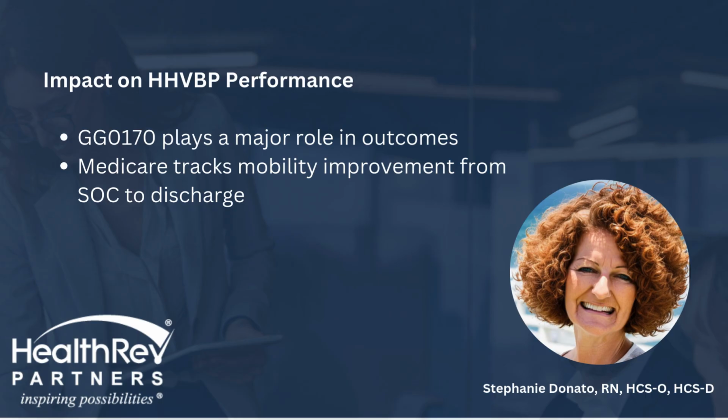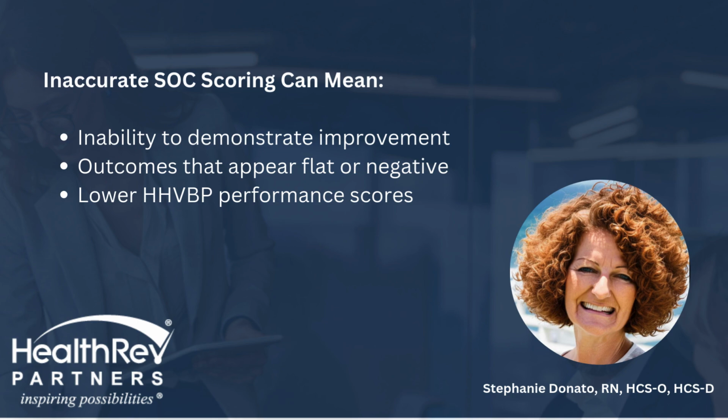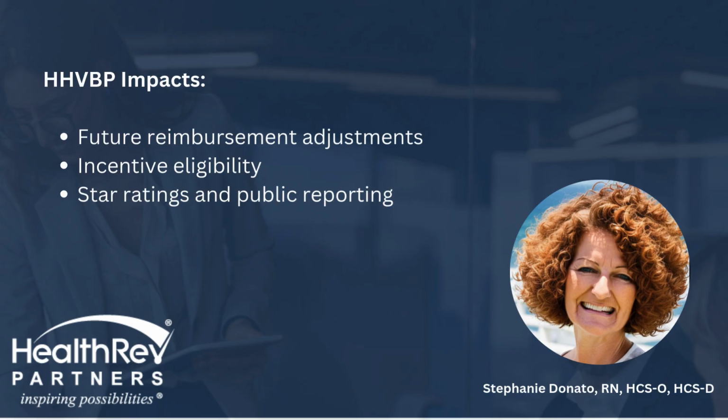Secondly, GG0170 plays a major role in value-based purchasing outcomes. Medicare tracks improvement in mobility from start of care to discharge as part of value-based purchasing. If GG0170 is scored inaccurately at start of care, the agency may not be able to demonstrate improvement at discharge, outcomes may appear flat or negative despite good care, and value-based purchasing performance scores can suffer. This directly impacts future reimbursement adjustments, incentive eligibility, and the agency's star ratings and public reporting.